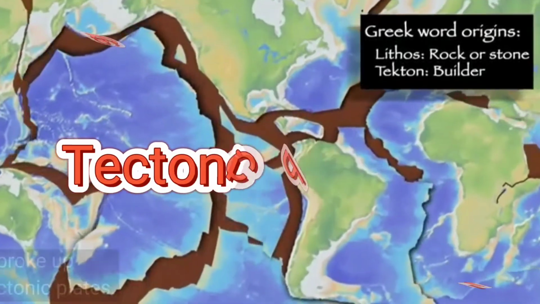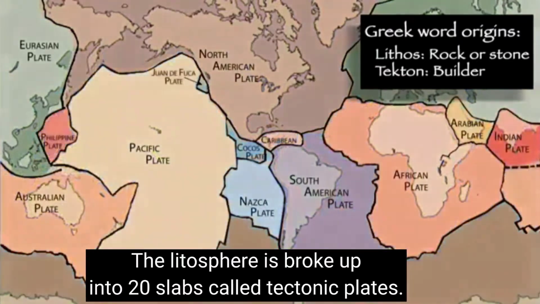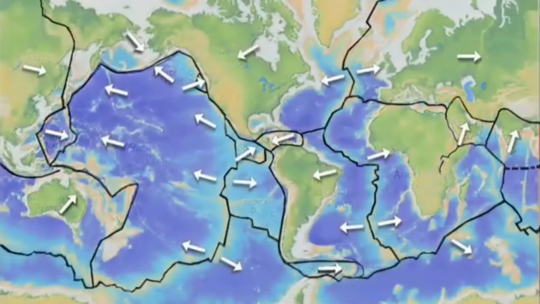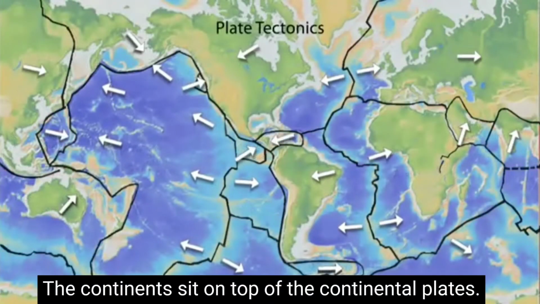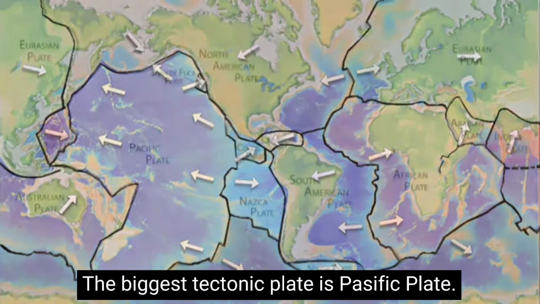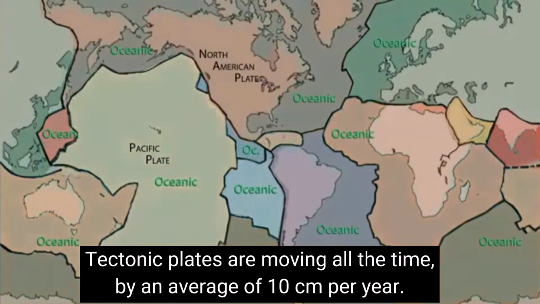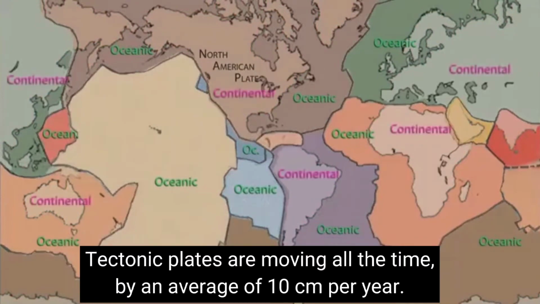Tectonic plates. The lithosphere is broken up into 20 slabs called tectonic plates. The continents sit on top of the continental plates. The biggest tectonic plate is Pacific Plate. Tectonic plates are moving all the time by an average of 10 cm per year.